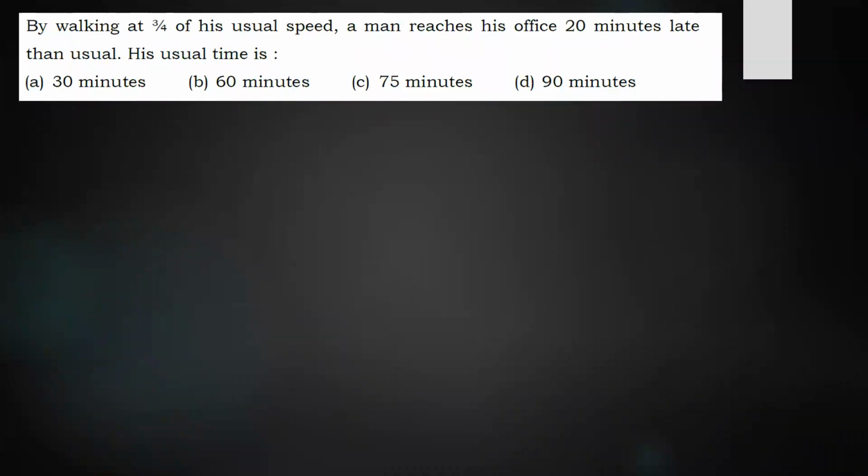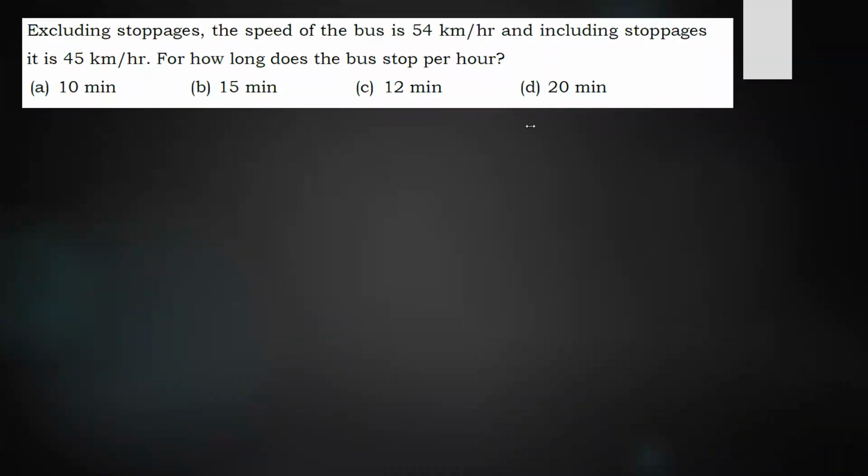Now 9th and 10th are the same. Listen carefully here. Excluding stoppages, the speed of the bus is 54 km/h. So the bus goes non-stop and reaches a speed of 54 km/h. Due to the stoppages, including stoppages, it is 45 km/h.